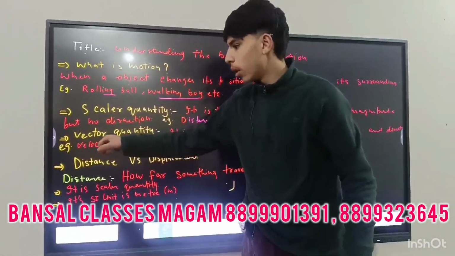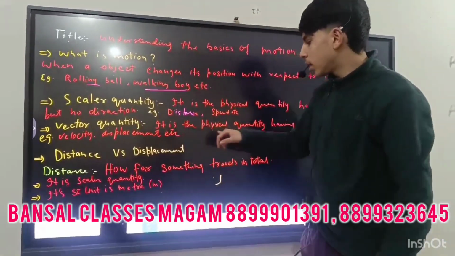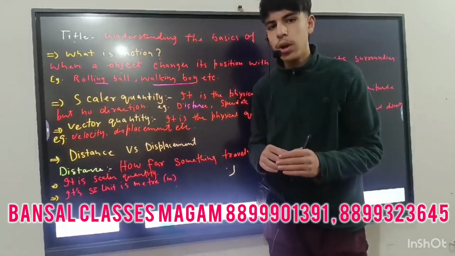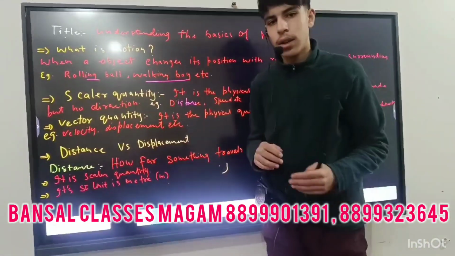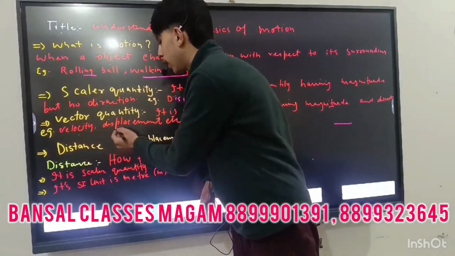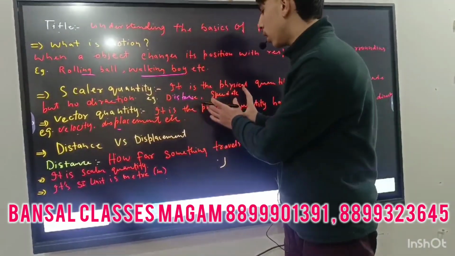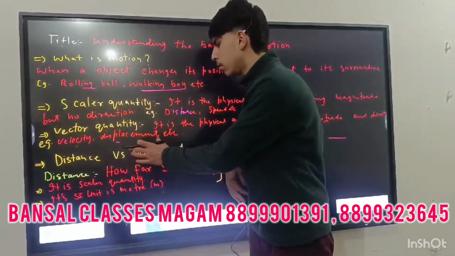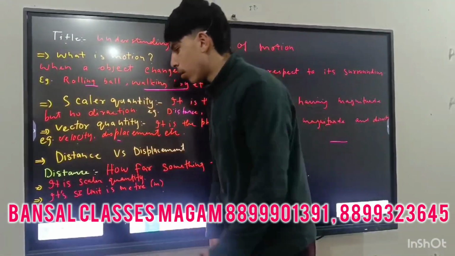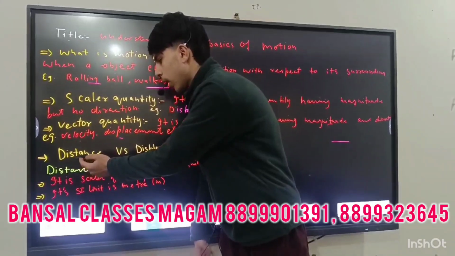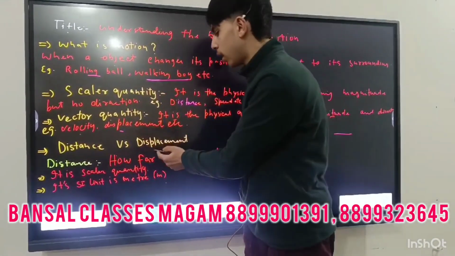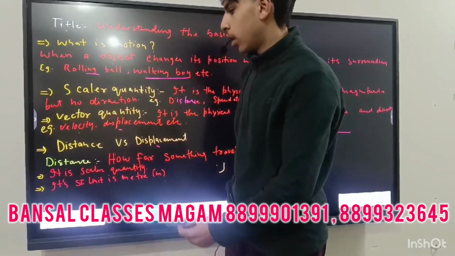Okay. Moving on to vector quantity, it is basically a physical quantity which has magnitude as well as direction. I have given some examples: velocity and displacement. You don't have to worry about these terms. We will briefly explain them in upcoming topics. First, as I told you, we will now discuss distance and displacement.